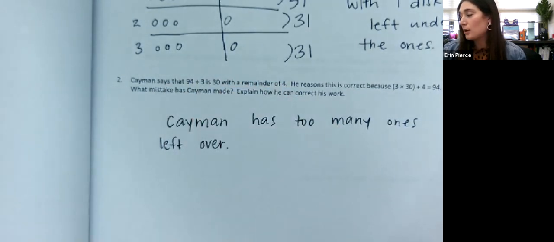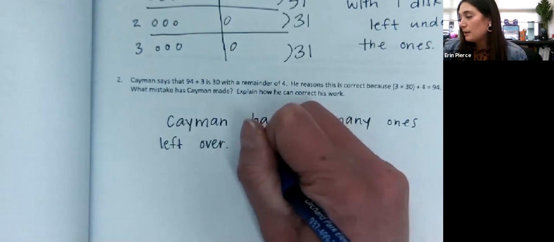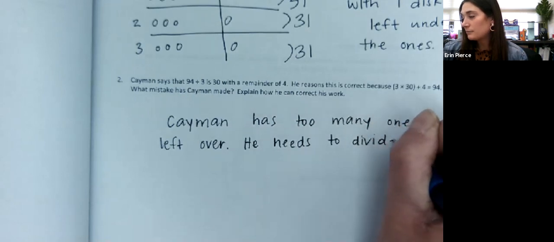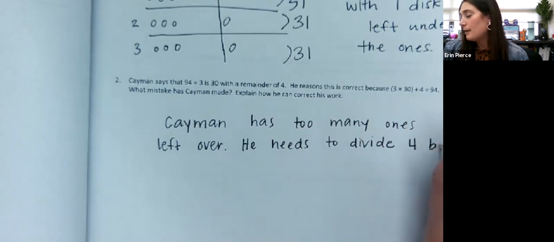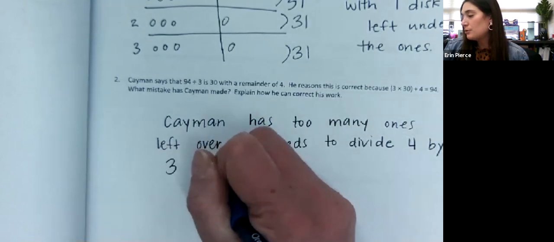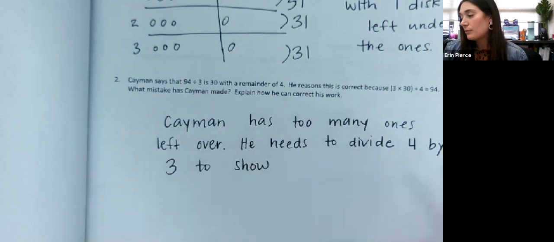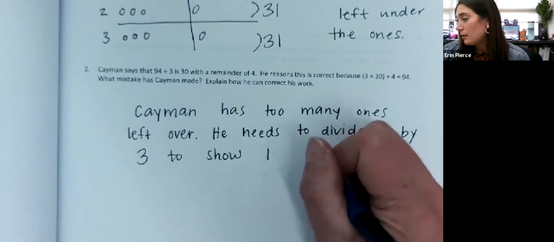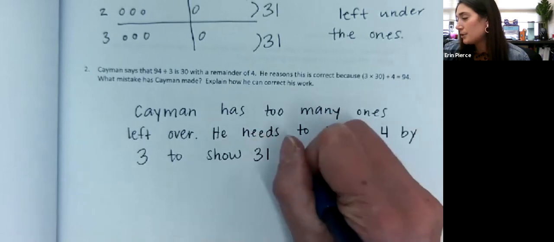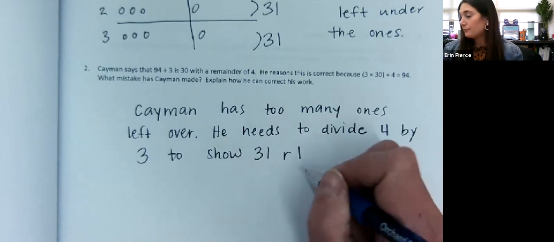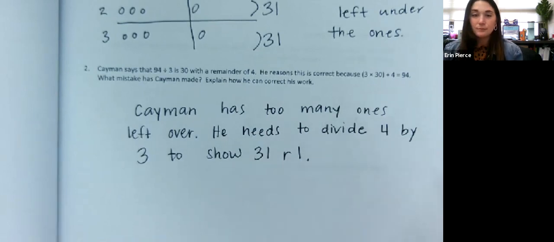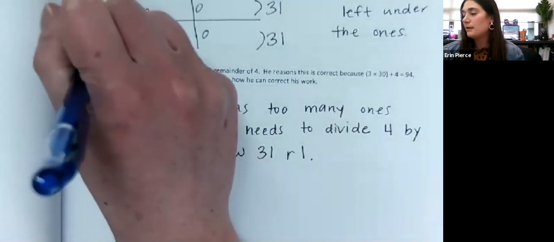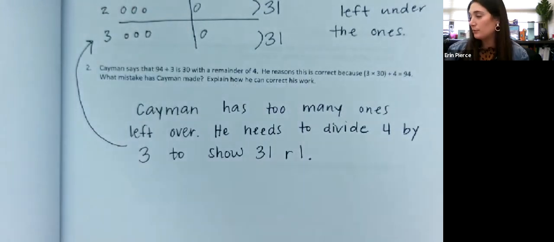How can he correct his work? He needs to divide 4 by 3 to show 31 remainder 1. Okay, something along those lines. And you can talk about what we did in that example.